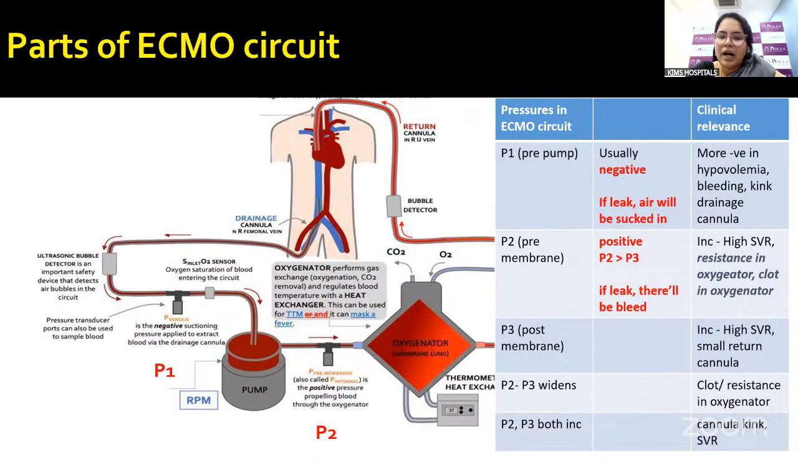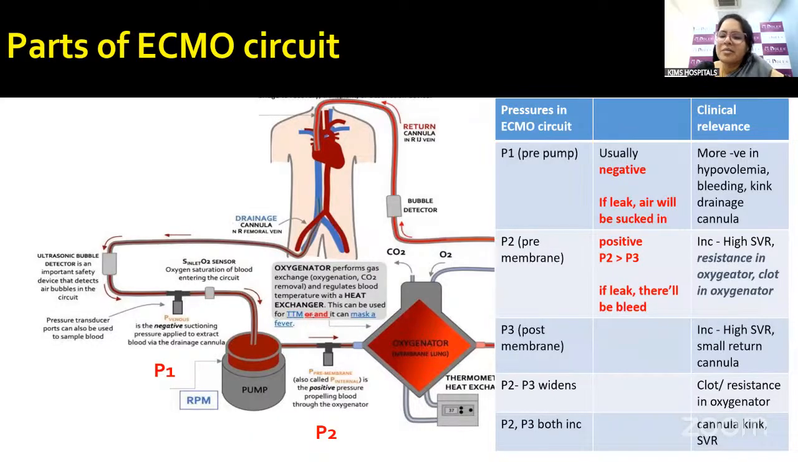P2, as we discussed, is the highest positive pressure in the circuit, and it is pre-membrane. Generally, P2 would be more than P3. But if you see both P2 and P3 concurrently increasing with the same kind of post transmembrane gradient, then this could represent resistance in the return cannula, either because of obstruction, kink, or a blood clot in the return cannula.